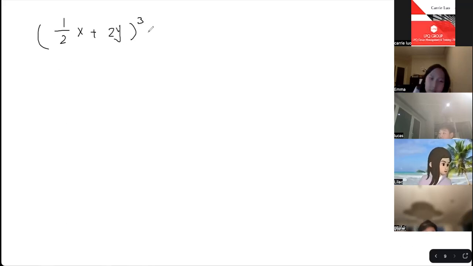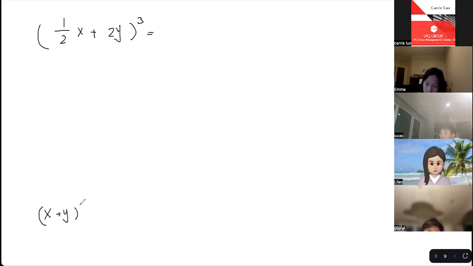Okay, understand everybody? This time I'm not going to help you. No, I'm going to help you with this one. So (half x plus 2y) cubed. Everybody, I want you to do it yourself first, and then I will help you if you are making any mistakes or find any hardness, okay? Gary, can you write the formula again? I did, but it got messed up. I wrote over it by accident.